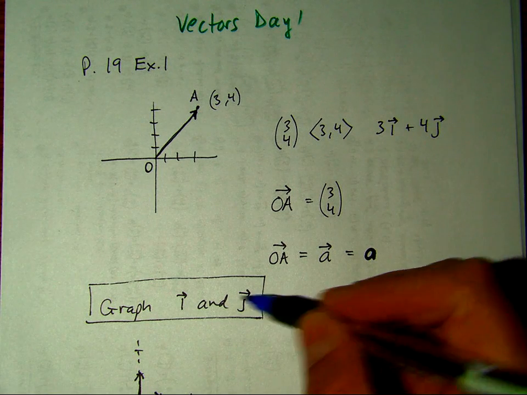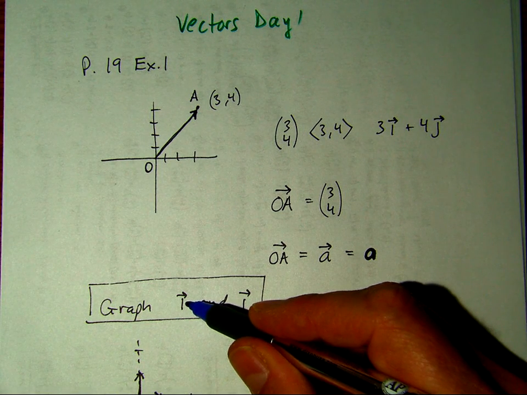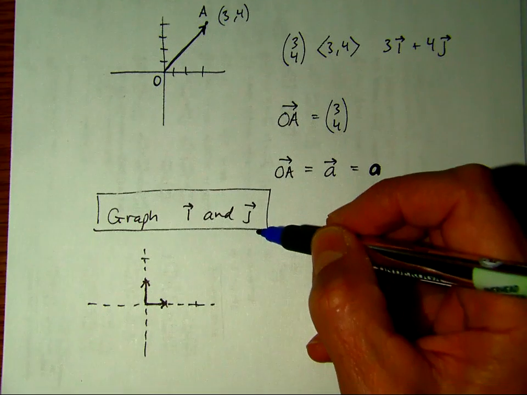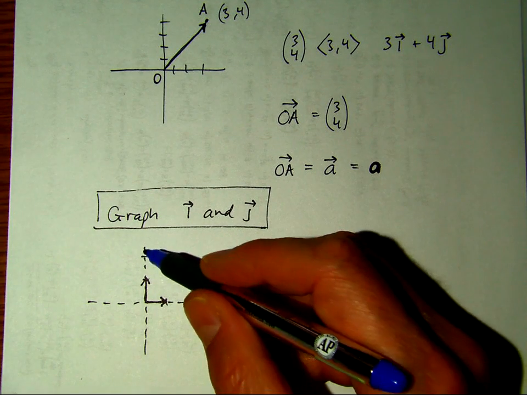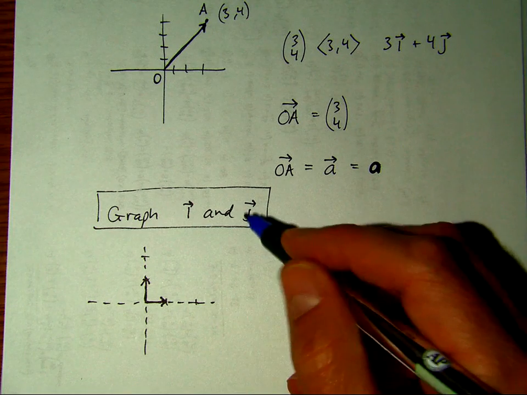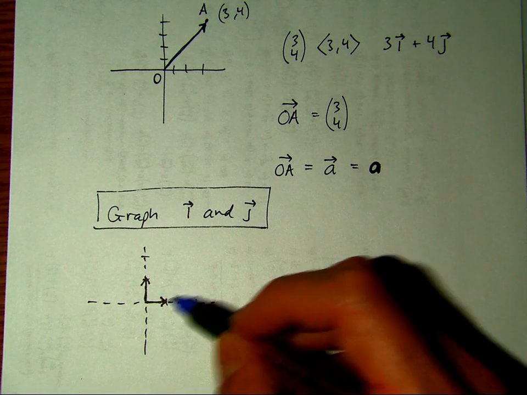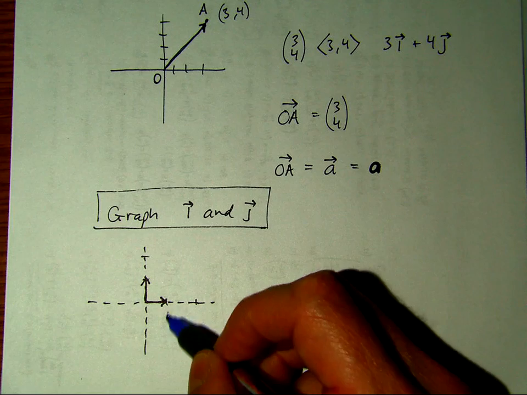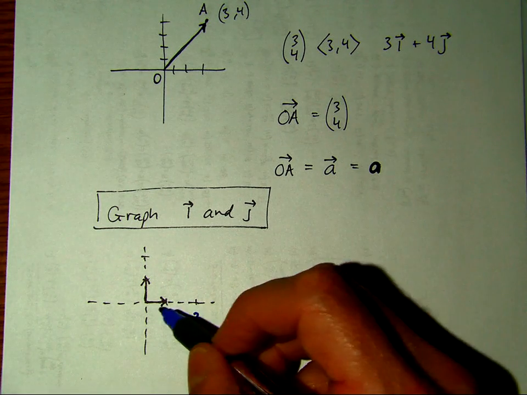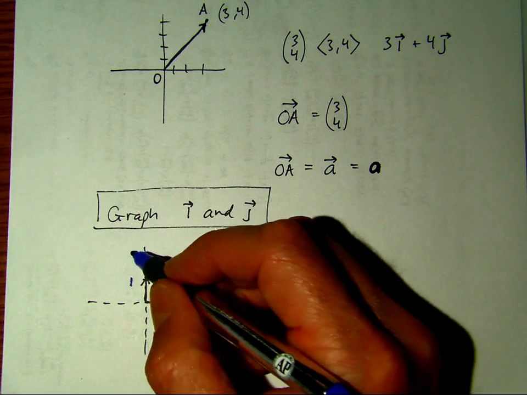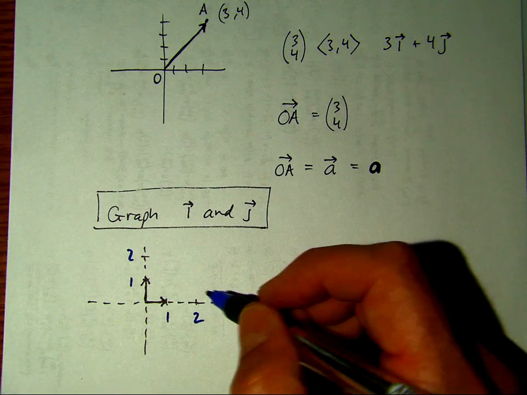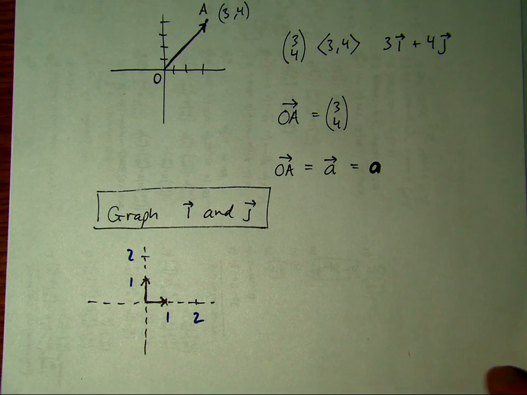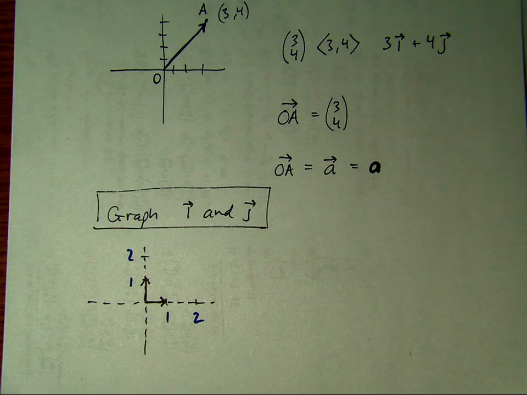Okay, graph the unit vectors I and J, and if you make a dotted line for the axes, then you'll be able to see these vectors. I is +1 and to the right, and J is 1 up. So this is vector I, and that's vector J. Those are called unit vectors.